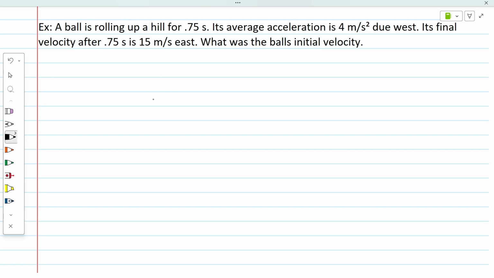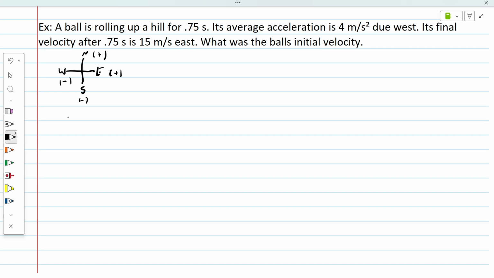It might seem overwhelming. Let's start by drawing a picture. And first, I'll just make a little compass so we can denote our directions: north, south, west, east. Okay. So we'll denote west as negative, south as negative, east as positive, and north as positive.